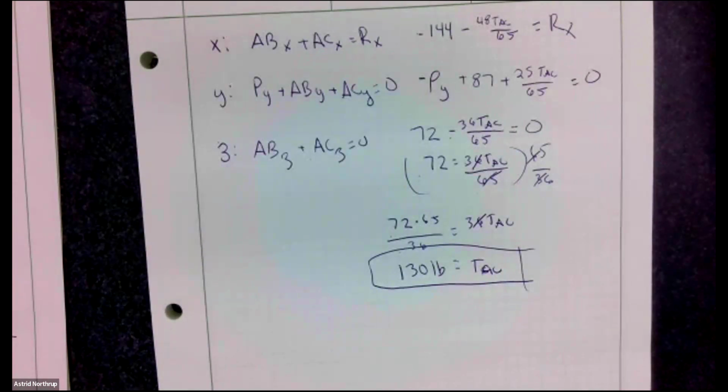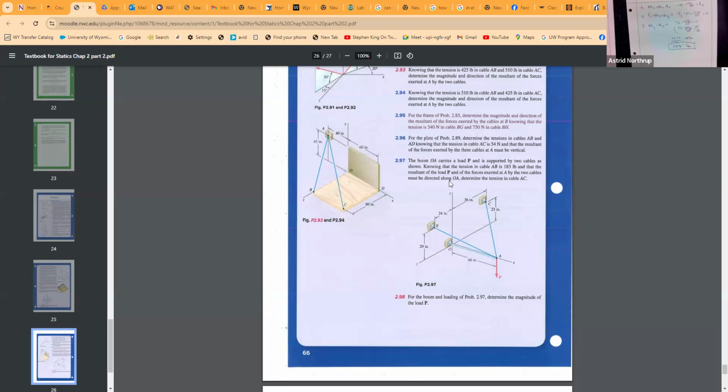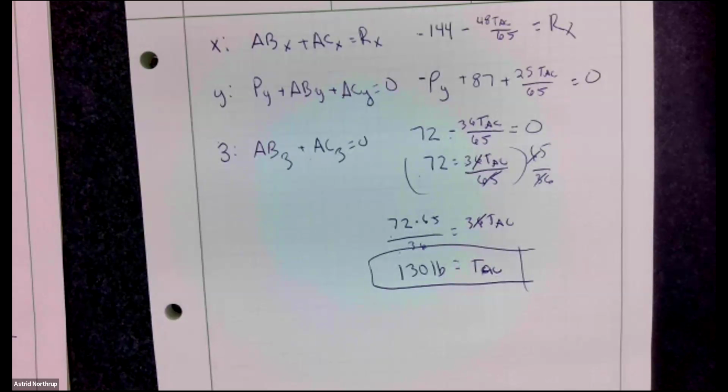All right. Now, the problem asks me for the resultant, determine the tension in cable AC. All right, I already got that, right? So good news, we got that. Now it says, for the boom and loading in problem 297, determine the magnitude of the load at P. Well, we have to go back to those same equations again, don't we? Only this time we have one more number to plug in for a variable.